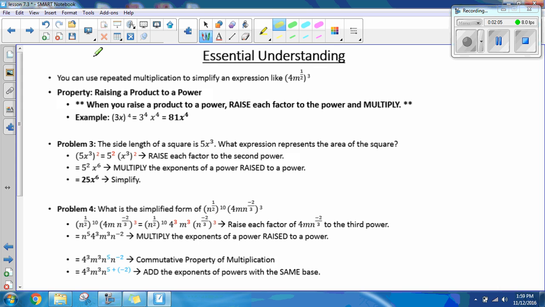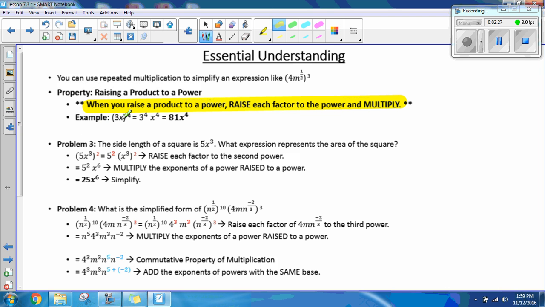We can use repeated multiplication to simplify an expression like 4 times m to the 1/2 power, that entire quantity, raised to the 3rd power. So here we're raising a product to a power. When you raise a product to a power, raise each factor to the power and then multiply.